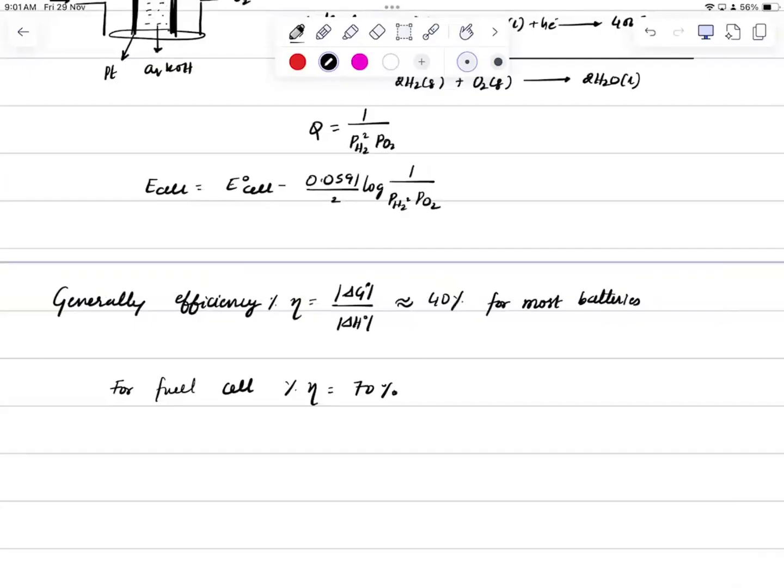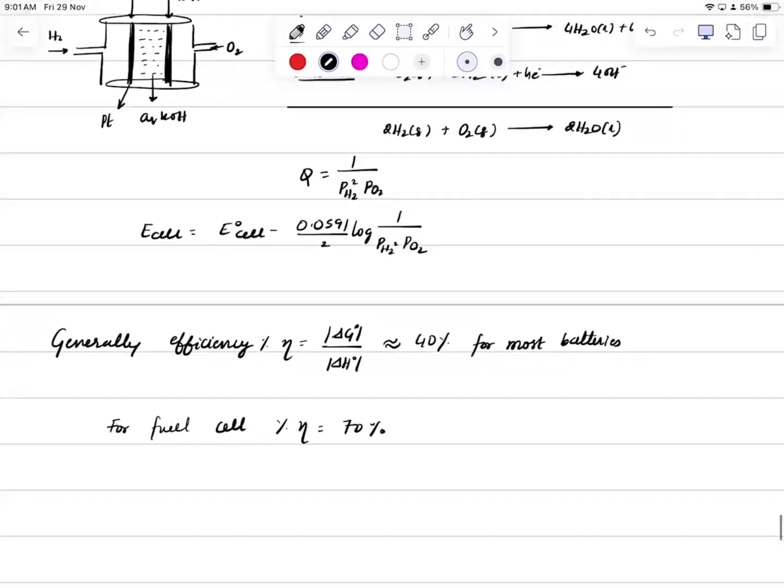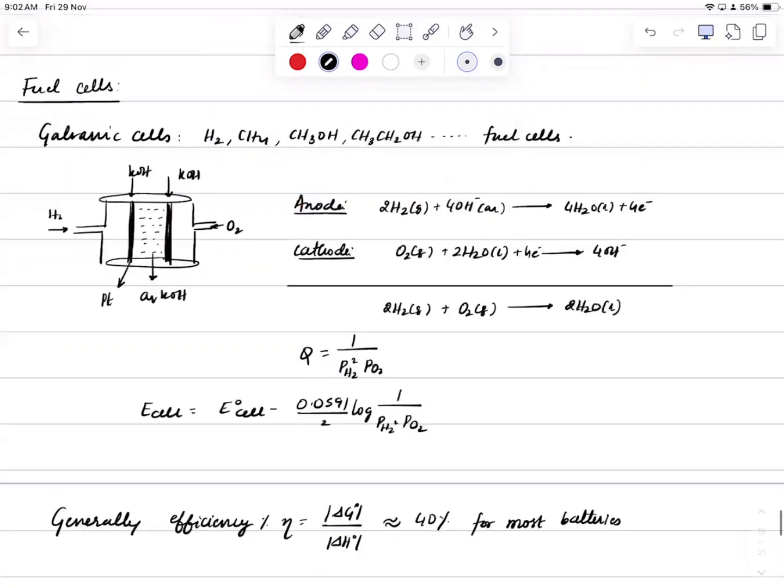So the loss of any energy in terms of heat or in terms of resistance is less for it. So fuel cell is more efficient that way, and it is very environmentally friendly as well. Yeah, so I think you got this point. Right? The rest of the part that includes corrosion, I think we have already discussed.